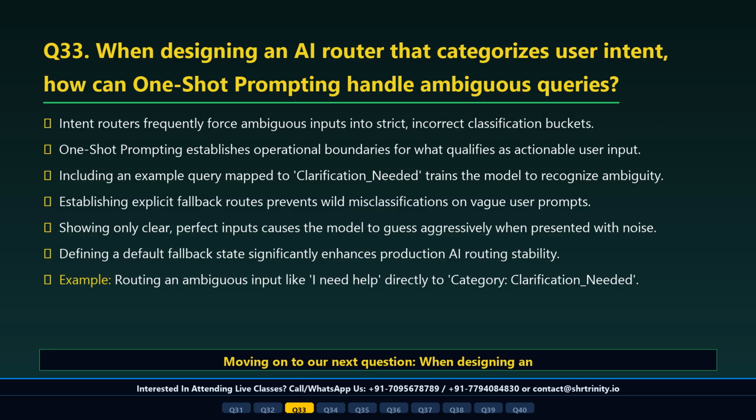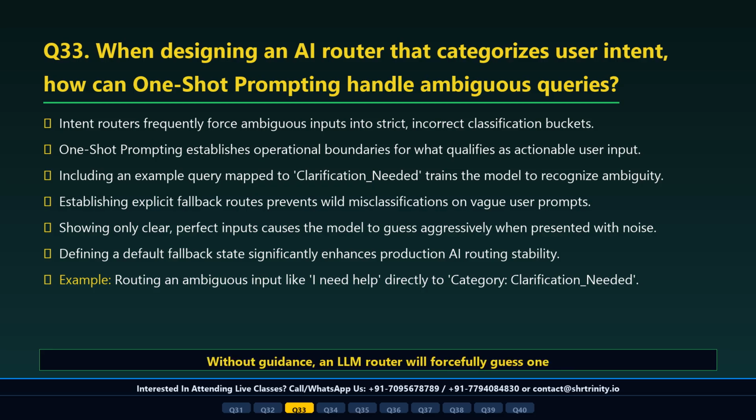When designing an AI router that categorizes user intent, how can one-shot prompting handle ambiguous queries? Class, let's look at how to build reliable AI intent routers. In production architectures, an intent router takes incoming user messages and classifies them into actionable routes like cancel_order or update_billing. However, real users routinely send vague or incomplete messages like "Hey" or "I need help." Without guidance, an LLM router will forcefully guess one of your strict categories, routing a generic message to an incorrect department.